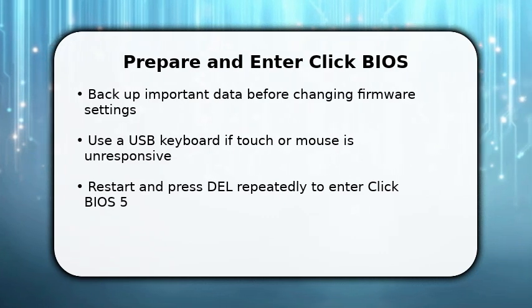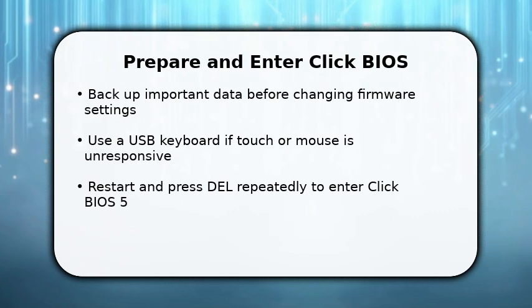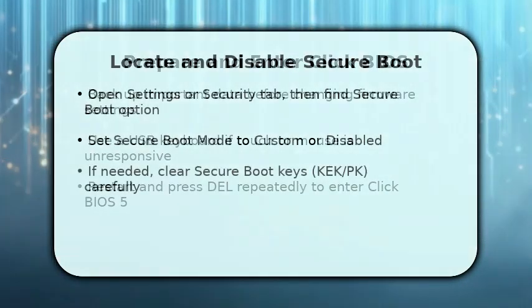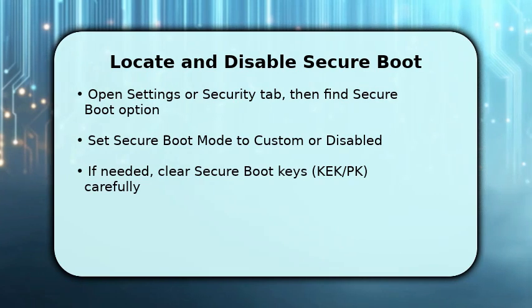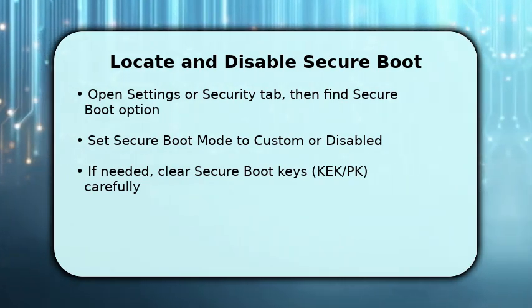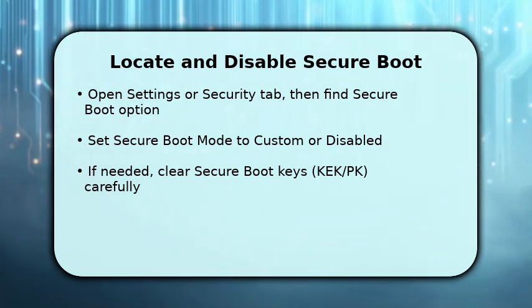You'll land in the main Click BIOS screen, where we'll locate the Secure Boot controls in the Advanced or Security menus. You now navigate to the Settings or Security tab and look for Secure Boot. MSI labels vary, so check the Boot menu if not obvious. Once found, change Secure Boot mode to Custom or Disabled. Custom lets you manage keys, Disabled turns enforcement off.